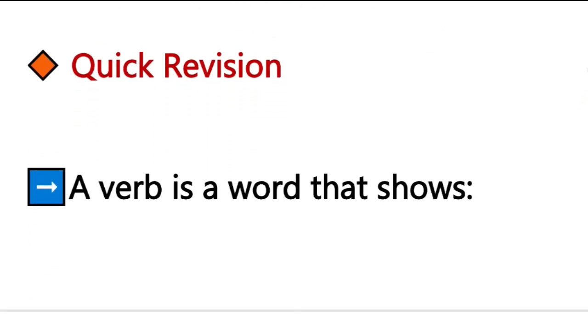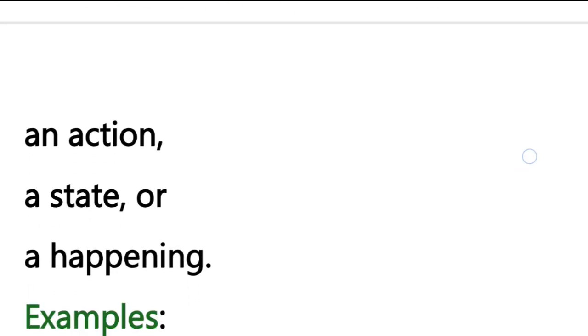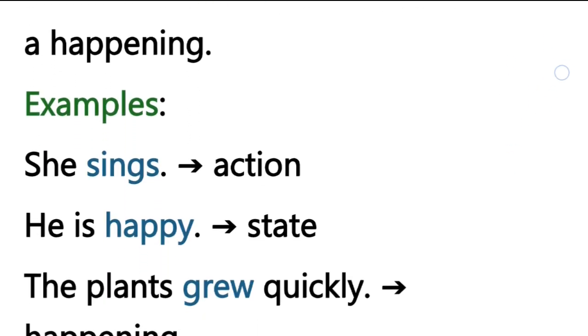So let's start the video with a quick revision of what the verb is, so that you're able to reach out to your answers when you look at the question. A verb is a word that shows an action or state or happening. This talks about what is being done or what is happening. As you can see, an action, a state or happening.